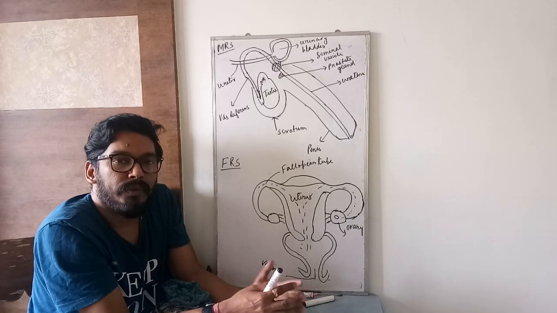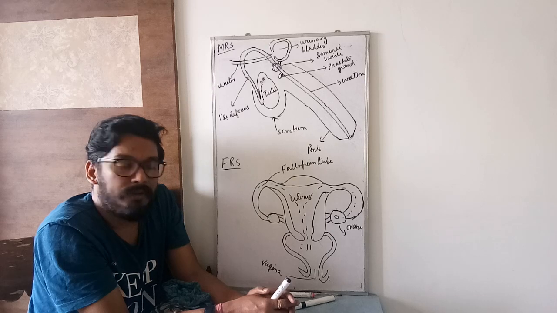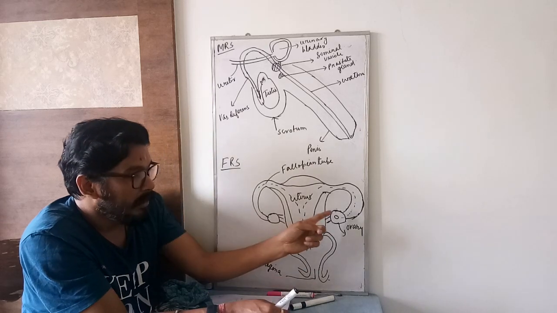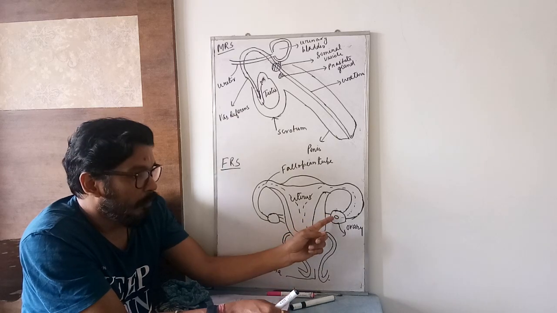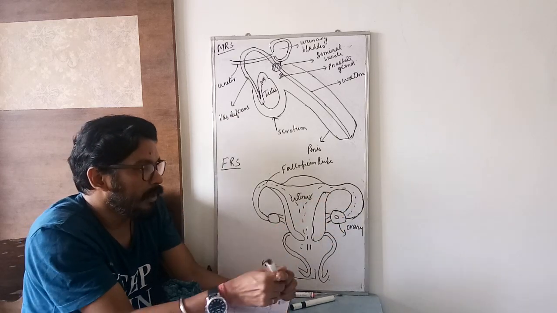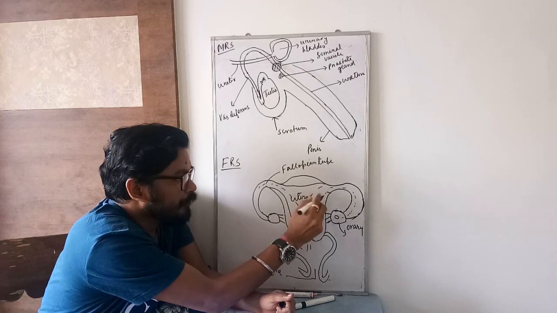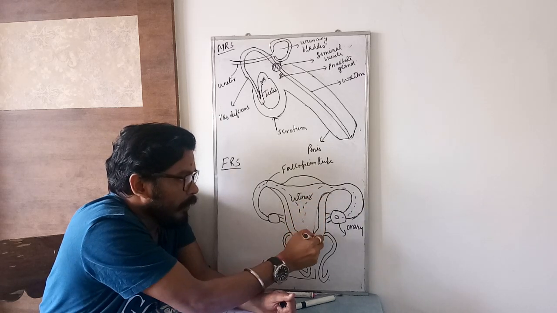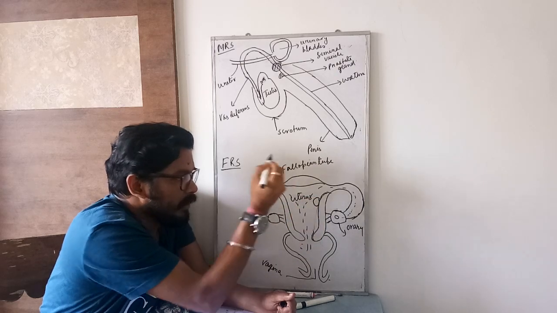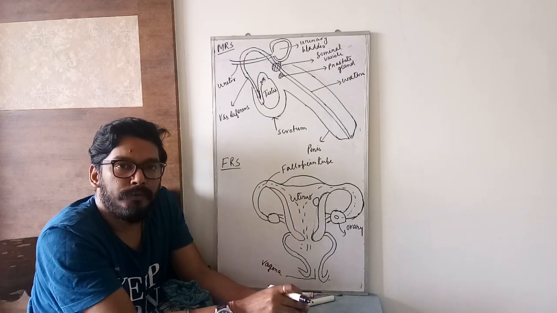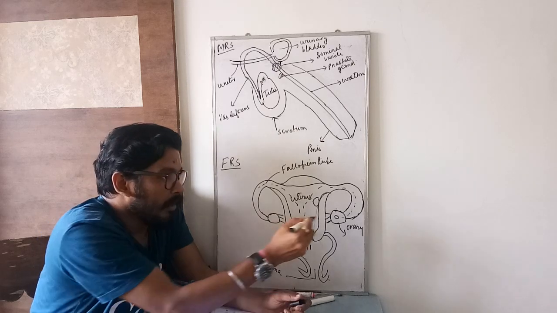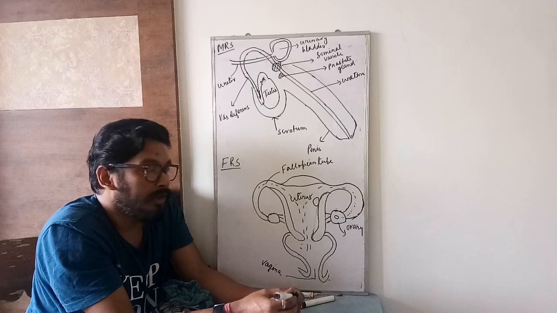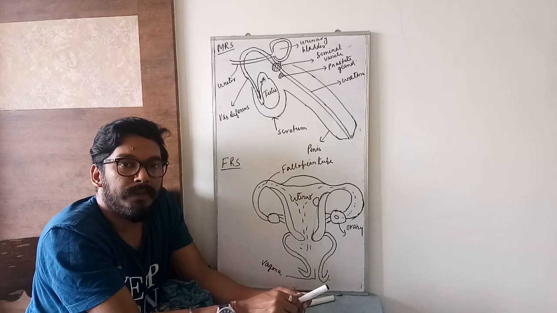The zygote will further divide to form tissue, which we call an embryo. Now the embryo will not stay here. It will come back to this place in the uterus. The embryo will get attached here, and it will go for further development. When the embryo reaches here, that process is called implantation. So this is the attachment of the embryo in the placenta.